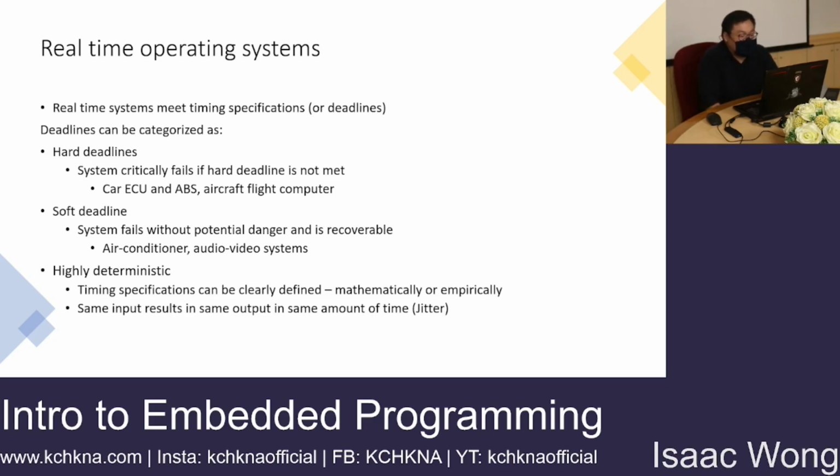Now, a real-time system is highly deterministic. What this means is that the timing specification can be clearly defined mathematically by sitting down and doing static analysis of the code. We can also determine it by doing experiments and seeing what the worst case scenario is. It also means that it has very low jitter. So I put in an input, and it returns an output within the same amount of time.